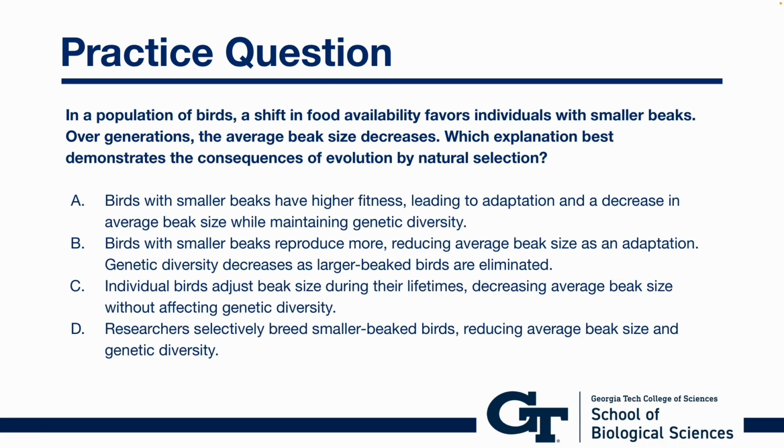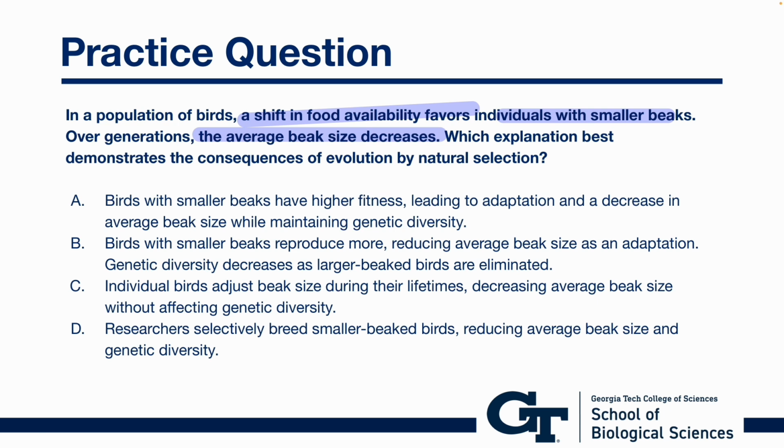So now we're given a practice question based on what we just saw with the giraffes. We have a population of birds and a selective pressure applied by the availability of food, and that favors individuals with smaller beaks. Over time, that results in a decrease in the average beak size. We're asked, how would natural selection explain this? So let's go ahead and look through our answer choices.